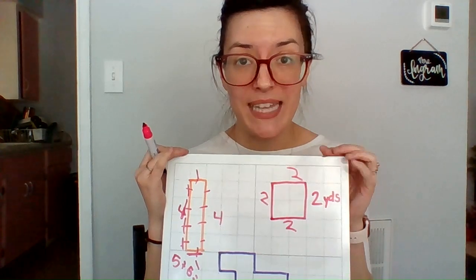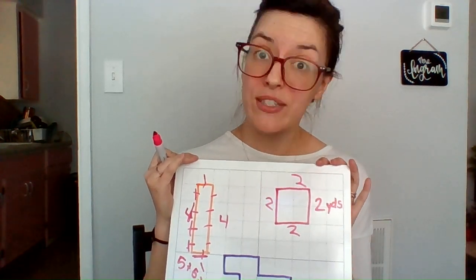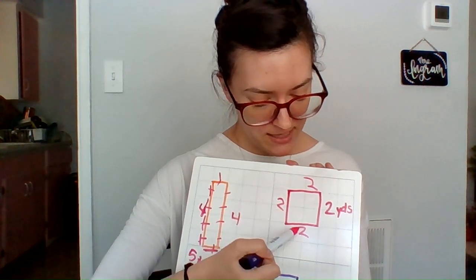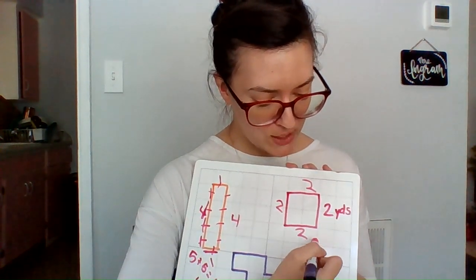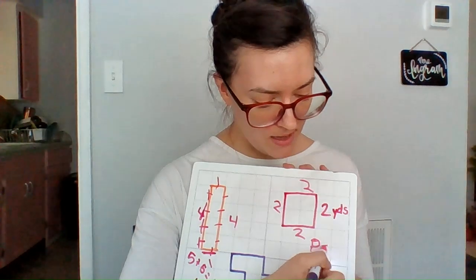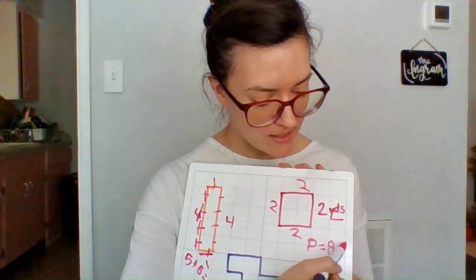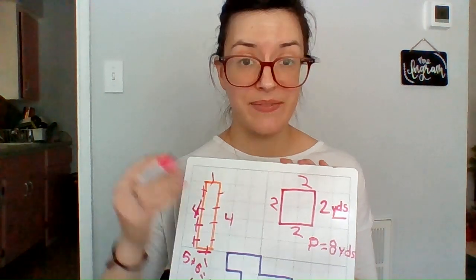Now all I have to do is add them up. Or in this case, I could skip count as my addition strategy. 2, 4, 6, 8. So I know my perimeter, P, equals 8, and my unit here is yards. So it would be 8 yards.